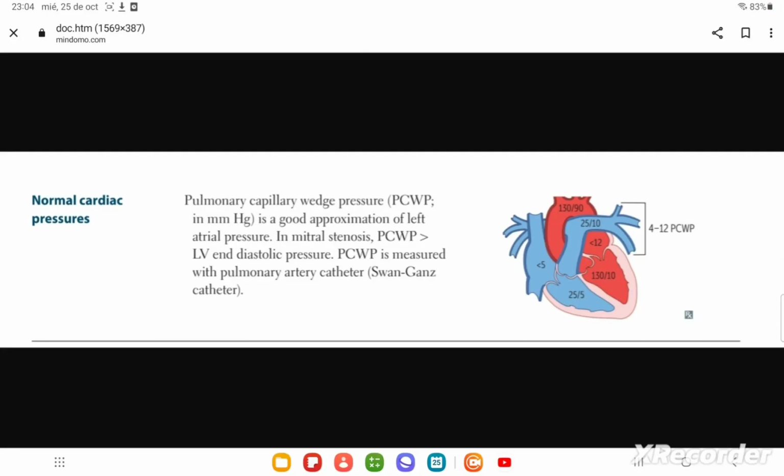Pulmonary capillary wedge pressure is a good approximation of left atrial pressure. In mitral stenosis, pulmonary capillary wedge pressure is over left ventricular end-diastolic pressure. Pulmonary capillary wedge pressure is measured with a pulmonary artery catheter, the Swan-Ganz catheter.